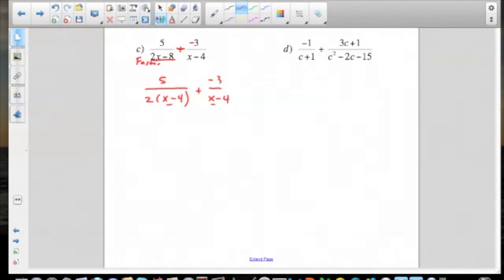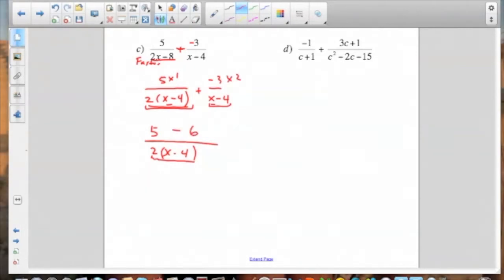Well, I know these are common, and that 2 just drops down because it's not. Okay, now let's look at this side right here. This is my common denominator, and it matches that, so I'm timesing that by 1, so I get 5. Over here, this 2 is missing, so I times that by 2, I get negative 6. Now collect the like terms, so negative 1, these are constants, over 2x minus 4. And our non-permissible, x cannot equal 4.